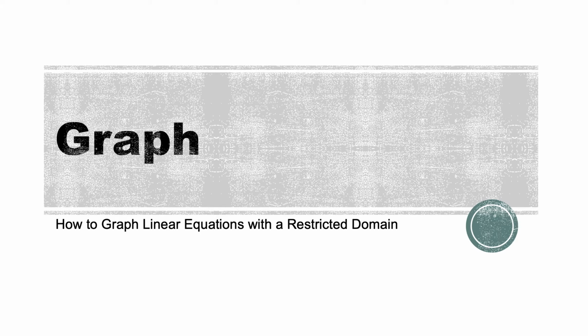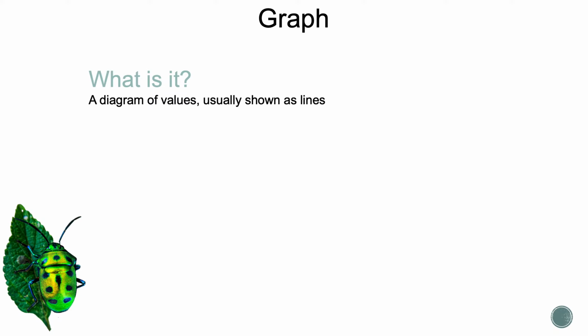Graph. How to graph linear equations with a restricted domain. What is it? A diagram of values usually shown as lines. Why? Helps to show tendencies to predict the future.